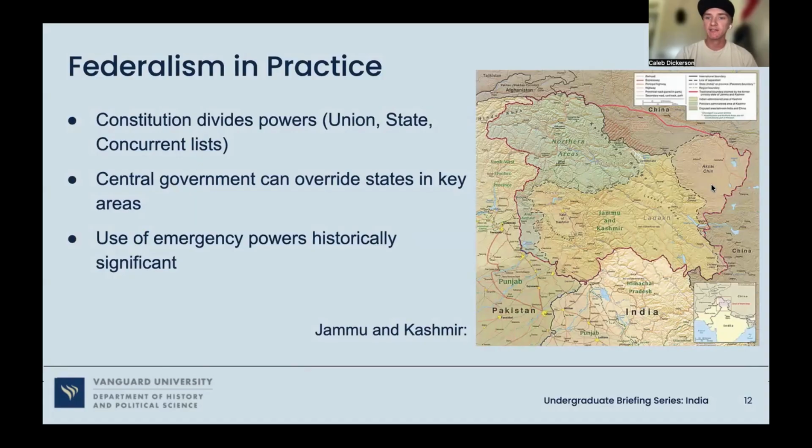So, federalism in practice. That image there is a picture of Jammu and Kashmir, which we just talked about. That whole land is divided between China, India, and Pakistan. They all have different governments there, but India claims it all. But back to executive power.